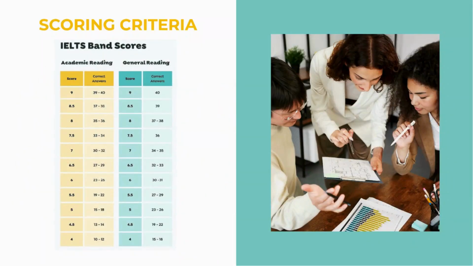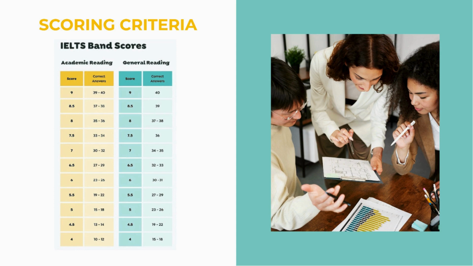Now let's move toward the scoring criteria for both the IELTS general reading as well as academic reading. In IELTS academic reading, here you can see on this slide are the band descriptors. If you want to score 9 band, you have to have 39 or 40 correct answers, which means almost all the answers should be correct. Then similarly, you can see for 8.5, 8, 7.5, 7.